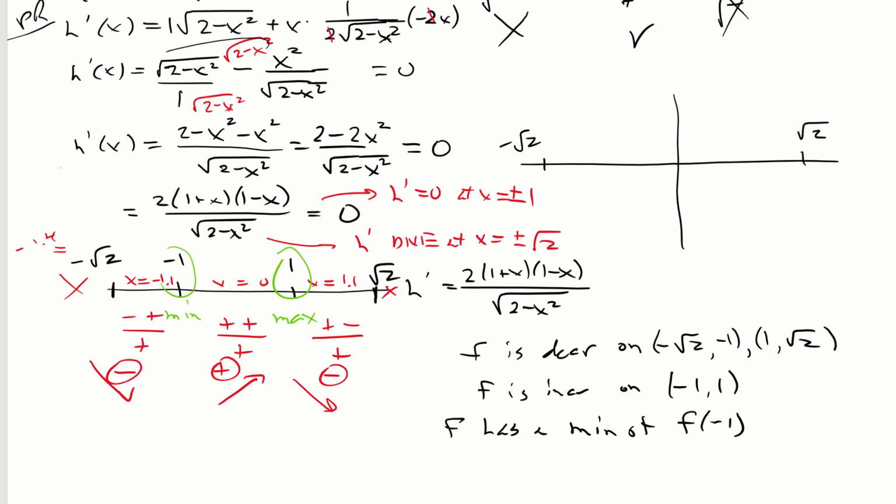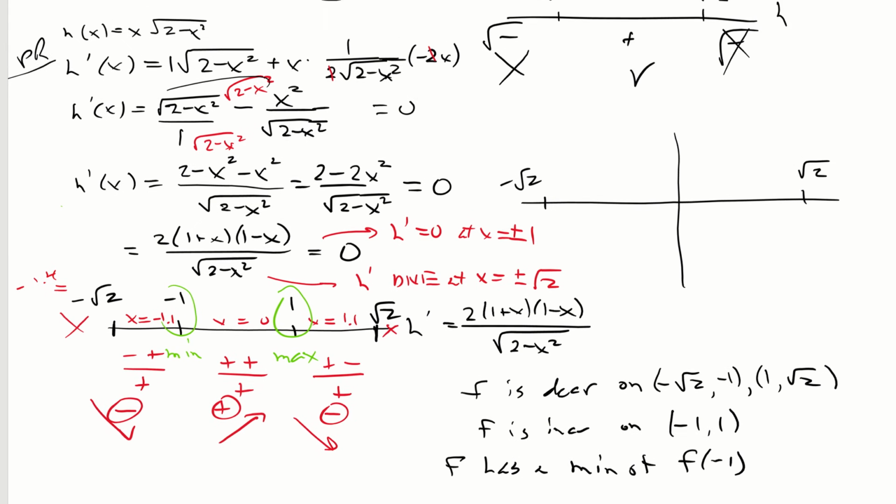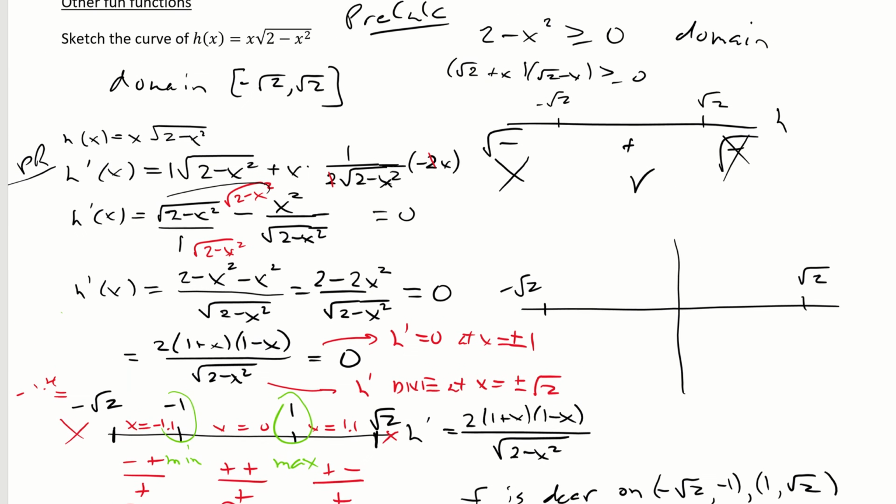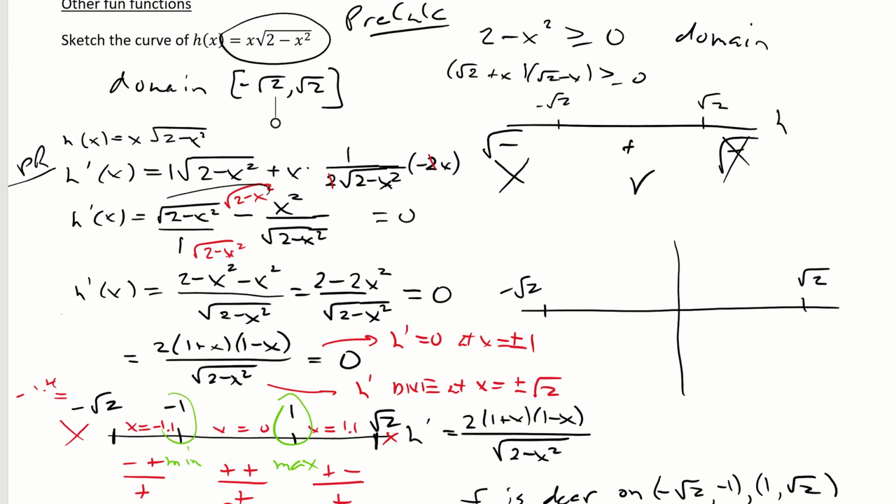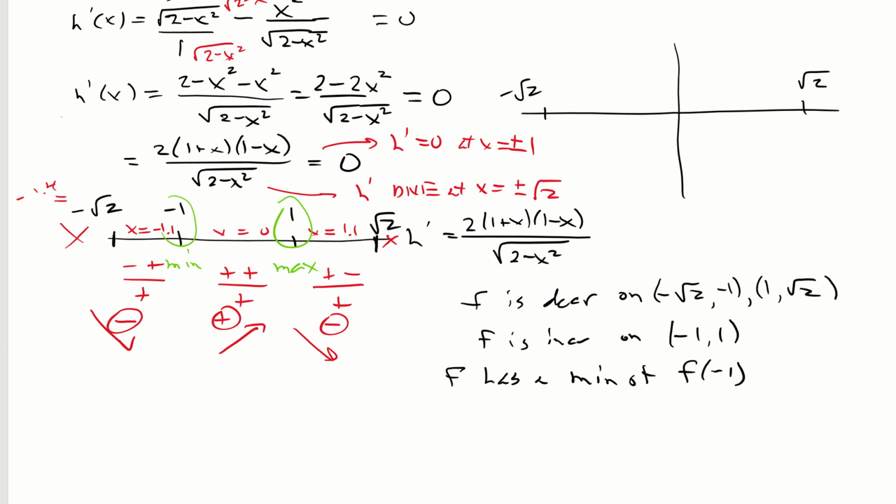Okay, and then we can say f has a min of f of negative 1, and you got to go up to the original function here. Way up here, and plug a negative 1 into that. It's equal to negative 1 times radical 2 minus negative 1 squared. The net result is negative 1. F has a max of f of 1 equals 1 times square root of 2 minus 1 squared, which is 1.